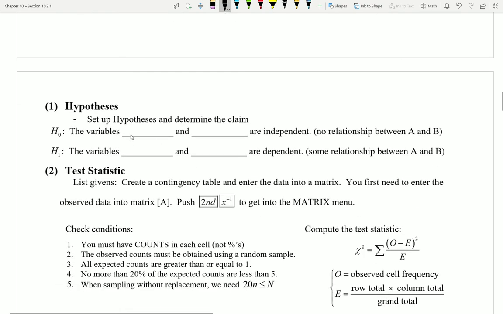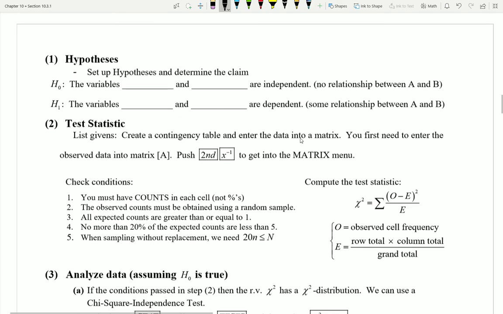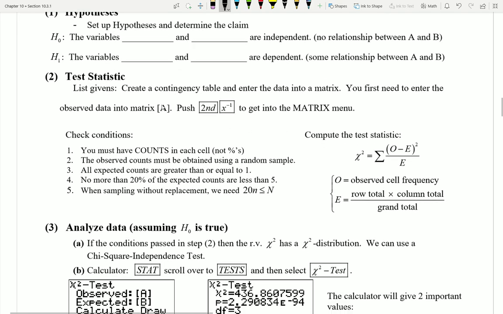We'll see again that we still have the same standard four-step process. We have our hypotheses. The variables are independent, is always our H0. Our test statistic: we're going to have to start by inputting all of our information into a matrix in the calculator. If you haven't used matrices before, don't worry about it. It's not too terribly difficult. We'll have some conditions to check.